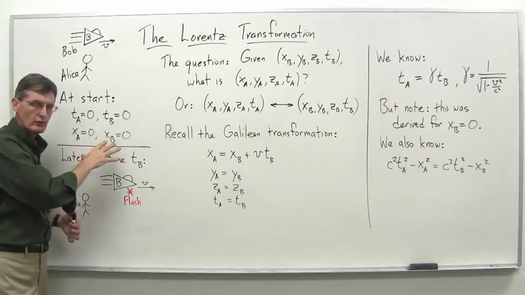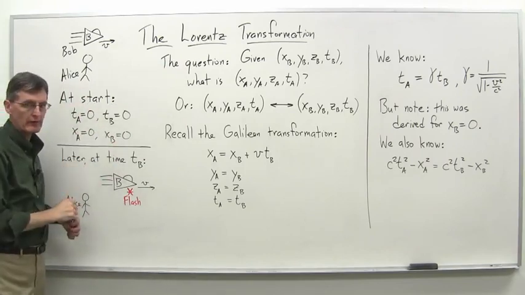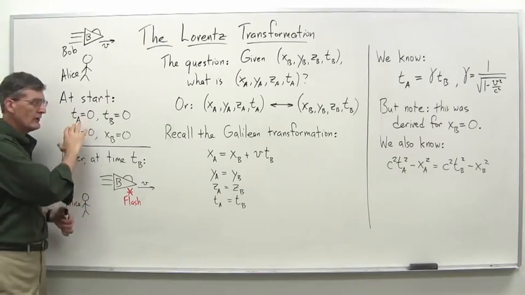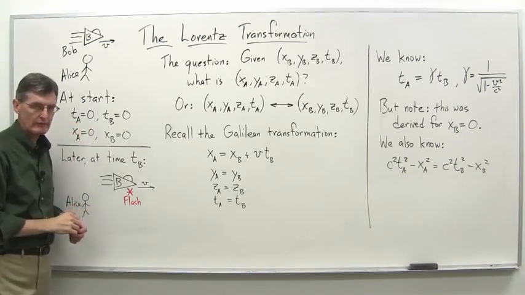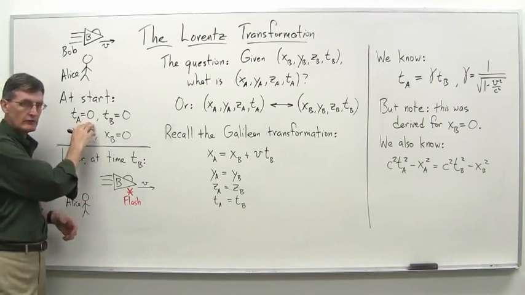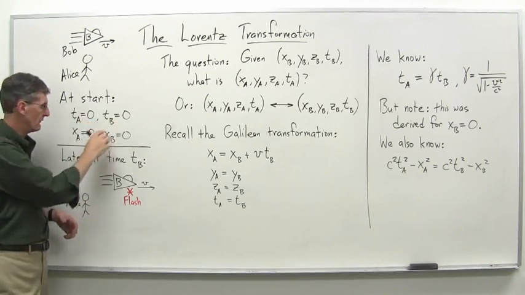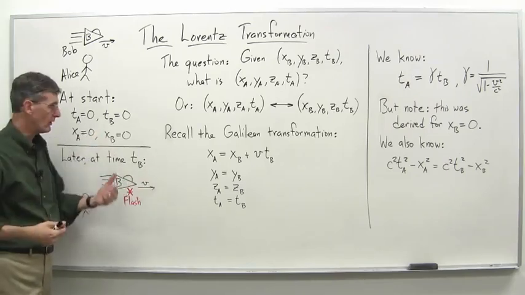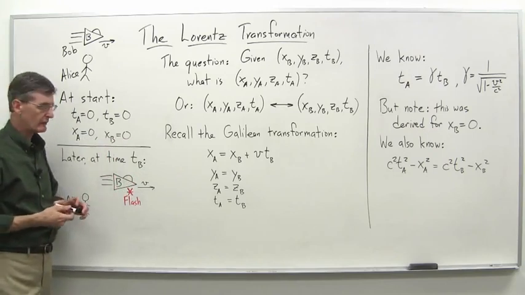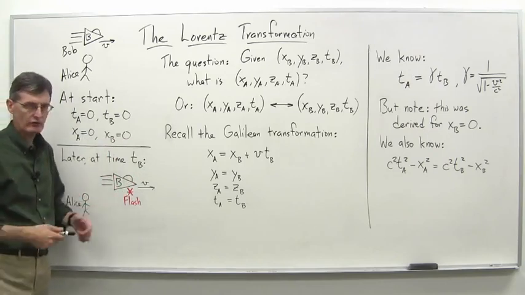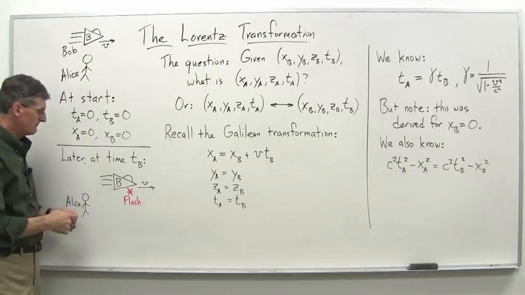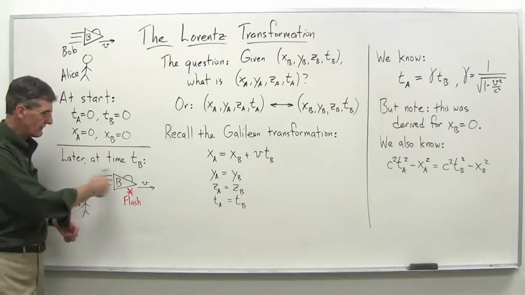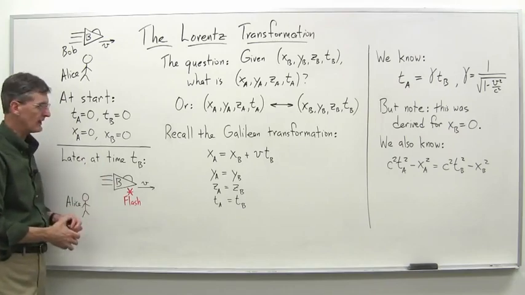At the start, when Bob passes right by Alice, we'll assume that they start their clocks at that point. And so t_A equals 0, t_B equals 0. And we'll also have the origin for their measuring systems be 0 at that point. So everything matches up there. We'll get on to this a little bit later, at time t_B, where we get a flash of light going on.